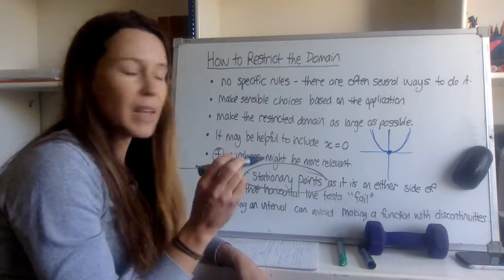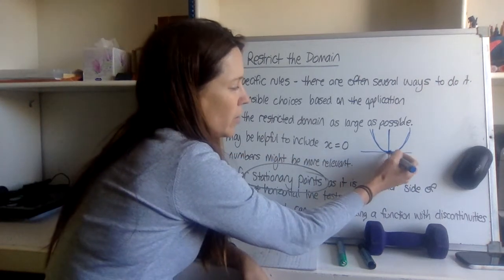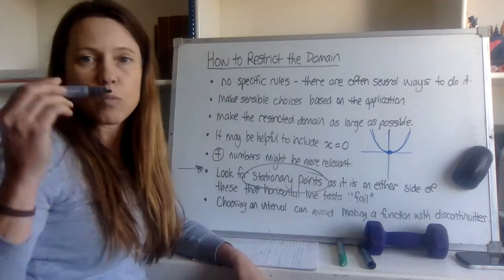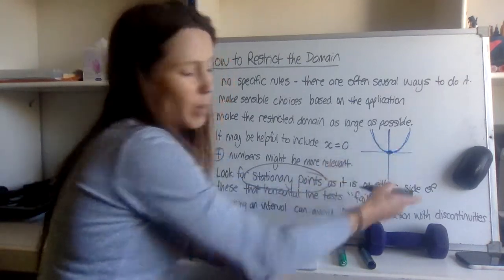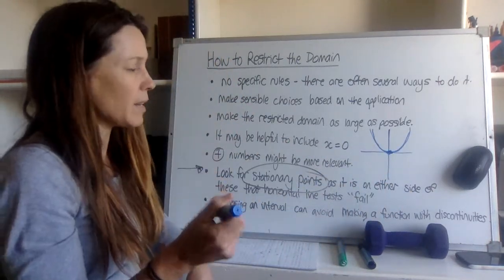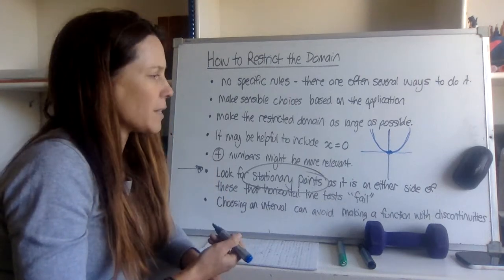And the reason we make it there is because that's where the gradient is 0. So that's where a horizontal line will start if we go above or below it, depending on if it's upright or upside down. That's where it will fail that horizontal line test.